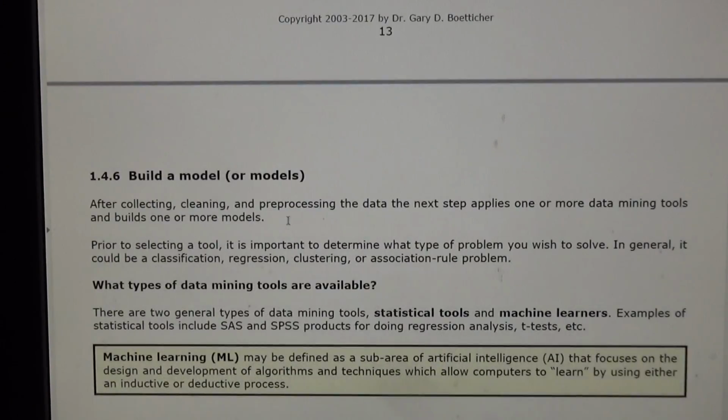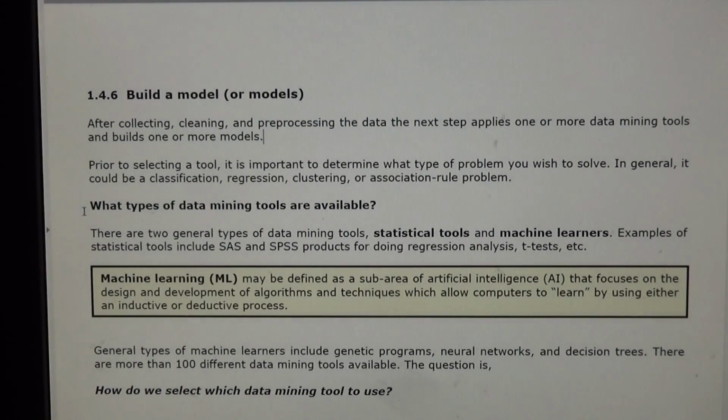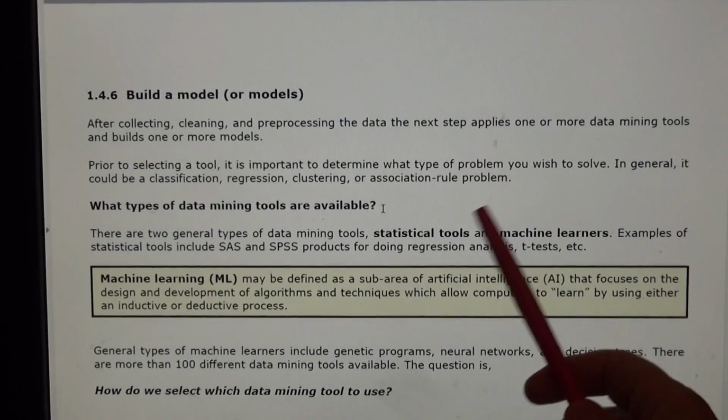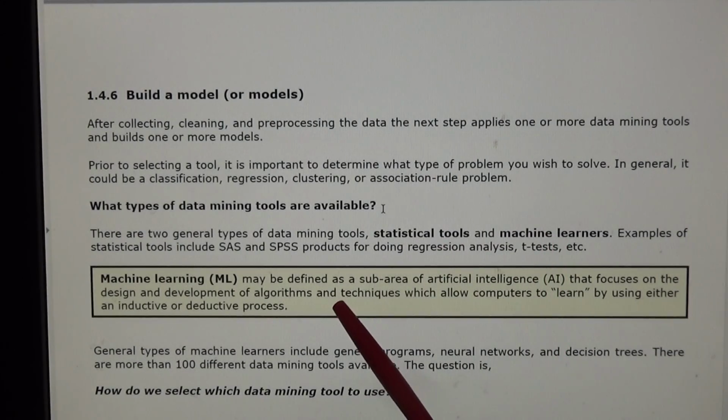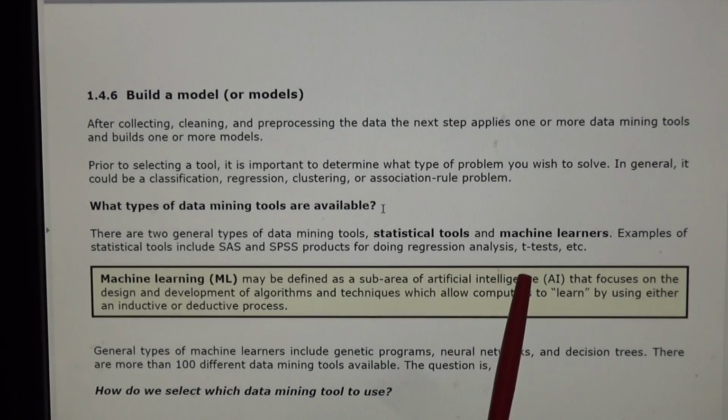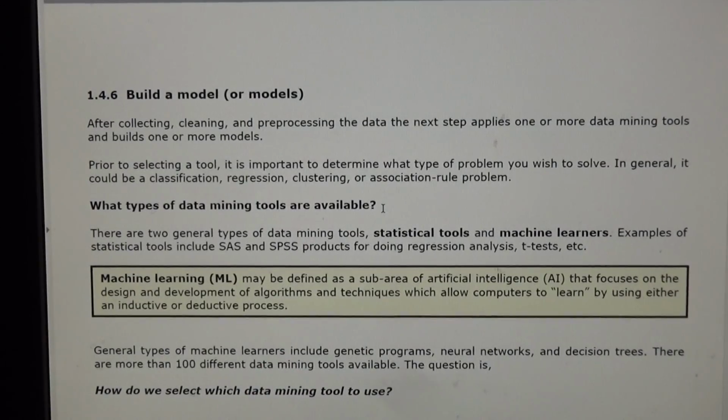So once we have data cleaned and processed, the next step is to apply data mining tools and build one or more models. Well, what types of data mining tools are available? There are two areas there. One is called statistical tools, and the other is machine learning tools. Machine learning can be defined as a sub-area of artificial intelligence focused on the design and development of algorithms and techniques which allow computers to learn either intuitively or by using a deductive process.